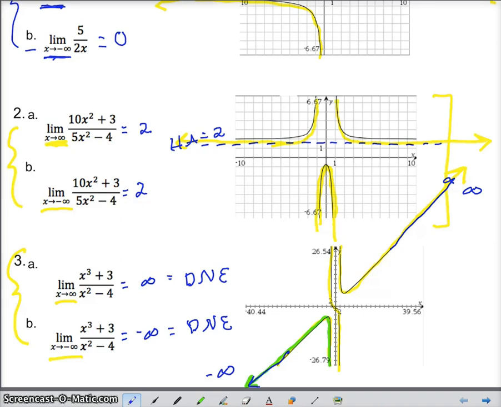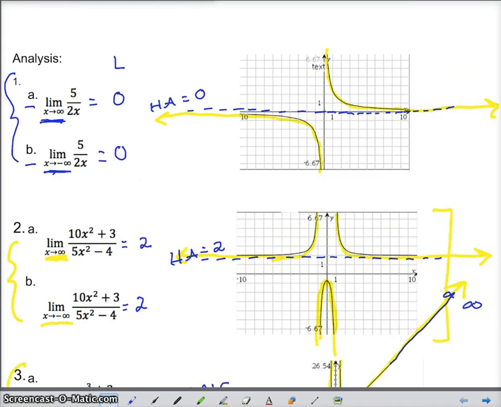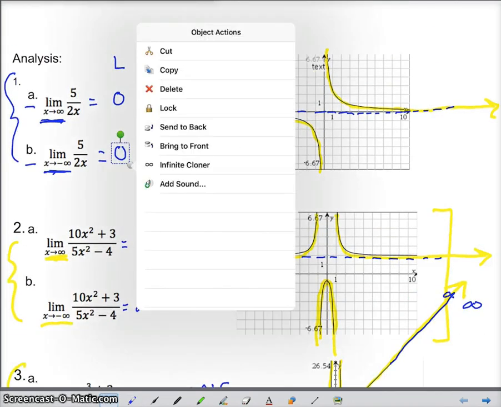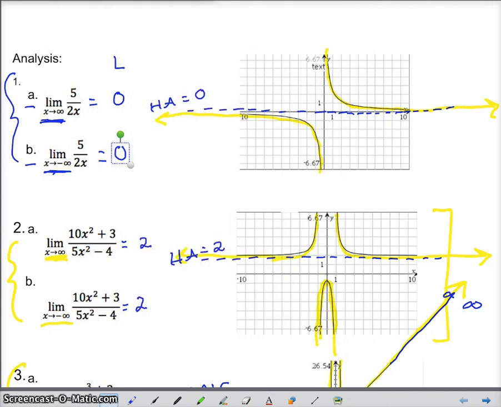So what I'd like for you to do is to take a moment and analyze functions 1, 2, 3. Compare their limits to the graph of the function and see if you can determine a method with which to evaluate limits as x approaches positive infinity or negative infinity.